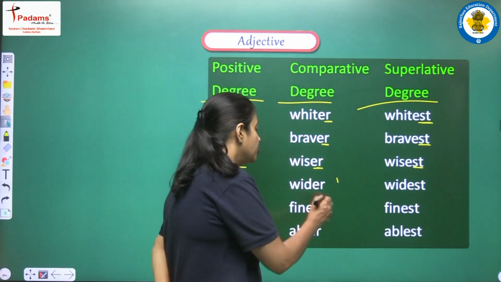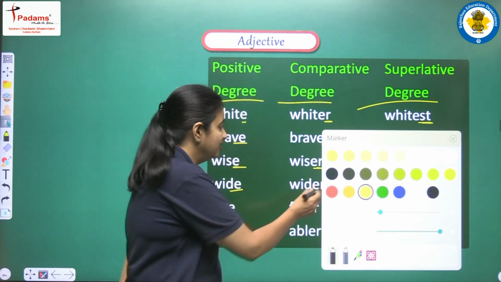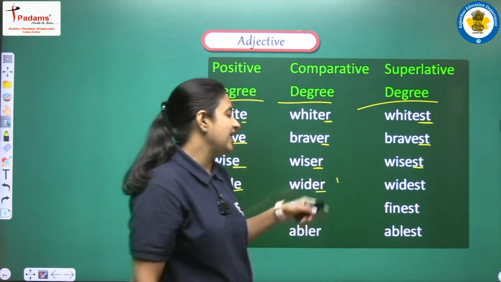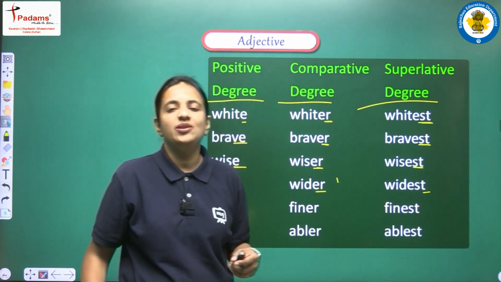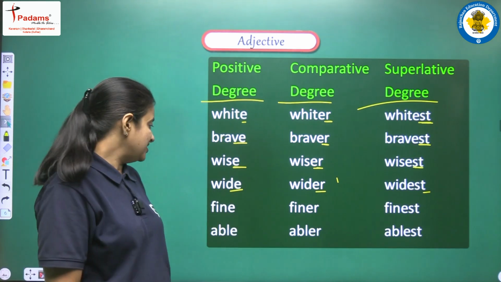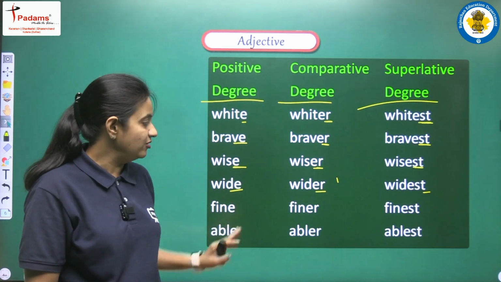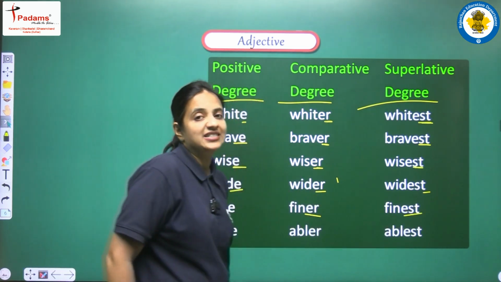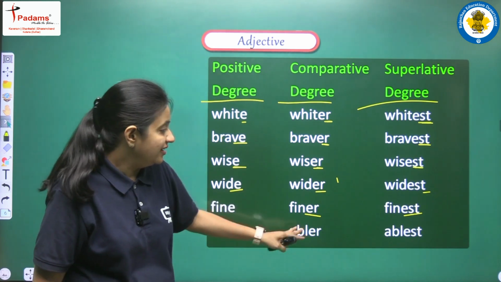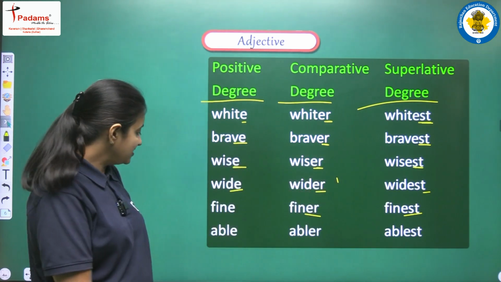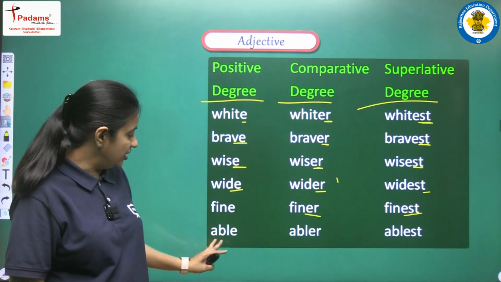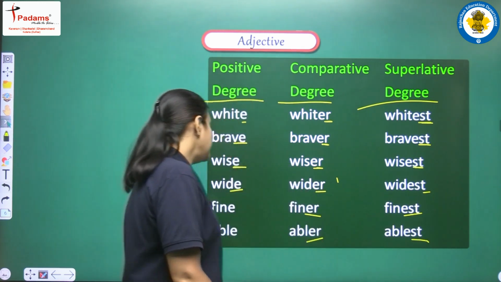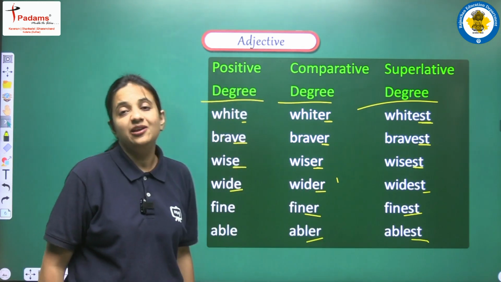So what we are doing, we are just adding R here. So wide will be wider, and we add ST, so wide will be widest. Next is fine. Similarly, according to the rule, we are just adding R and ST. So it will be fine, finer and finest. Next is able. In this word also we do the same, just add R and ST, and it will be able, abler and ablest, right?